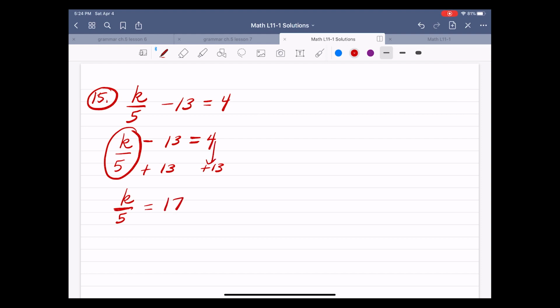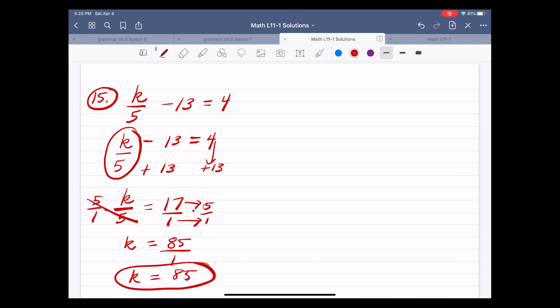I'm dealing with a fraction over here with k over 5, so I can simply put 17 over 1. k is being divided by 5. What's the inverse operation of division? It's multiplication. If I multiply the left by 5, I've got to multiply the right by 5. These 5's cancel, and I'm left with k over 1. k divided by 1 is k equals 17 times 5 over 1 times 1, which is 85 over 1, which equals 85. k equals 85 for number 15.